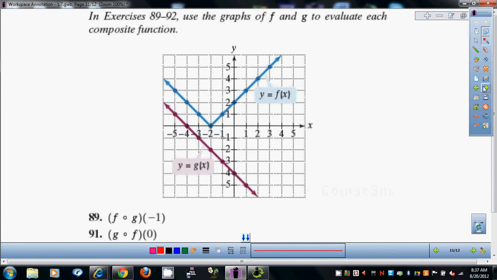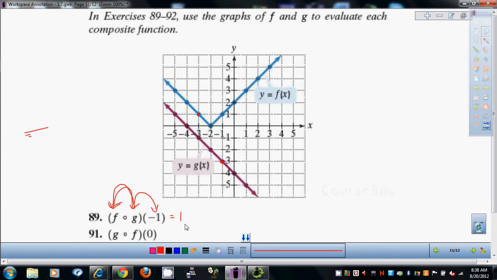89. F of G of negative 1. Well, since you don't have functions, here's what you kind of have to do. You're going to plug the negative 1 into the G, and then plug that into the F. So, if you start out looking at G of x, what is G of negative 1? You go to negative 1, what's my y value? Negative 3. So I'm going to plug negative 3 into the F. What is F of negative 3? Positive 1. That's how those work.